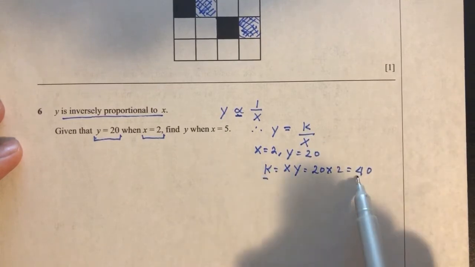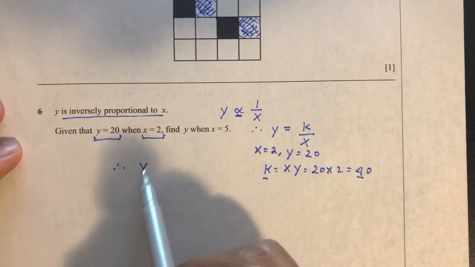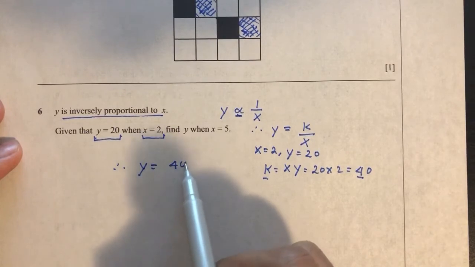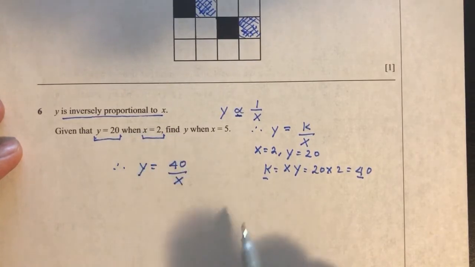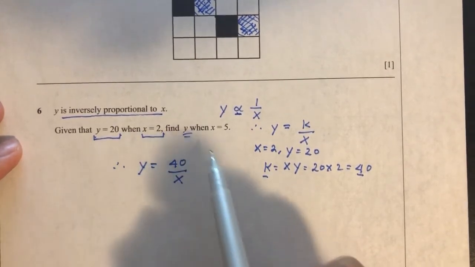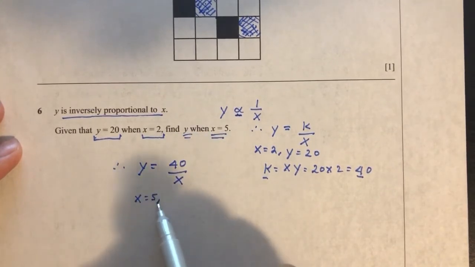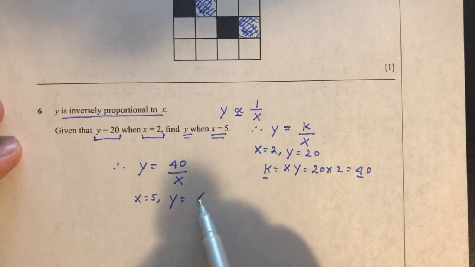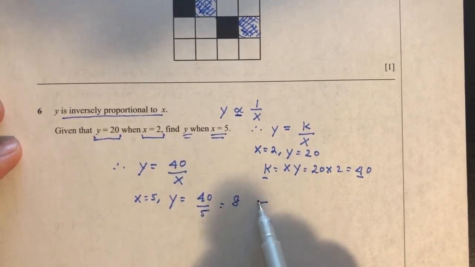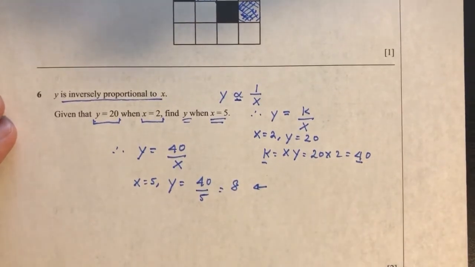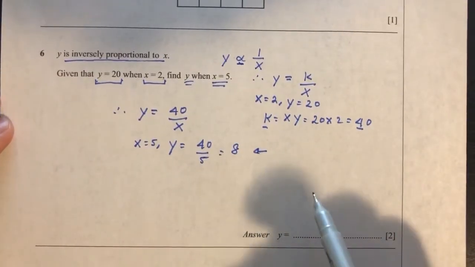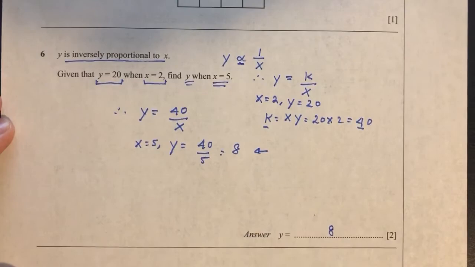The value of k is 40, so the new equation now is y equal to 40 divided by x. Now find the value of y when x equal to 5. So x equal to 5, find the value of y. Y will be 40 divided by 5, which is 8. So the value of y will be 8. That is for question number 6.